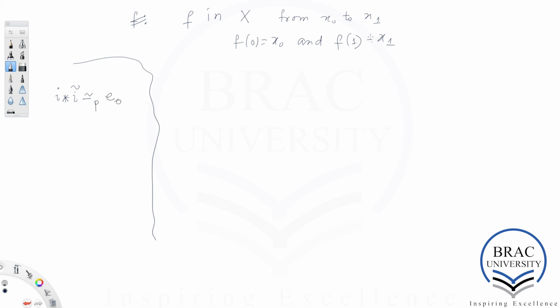And now f is this path, and we have shown that H from I cross I to I, defined by H of S, T equal to 1 minus T times I star I twiddle at S plus T times E0 at S, is a path homotopy between these two paths.